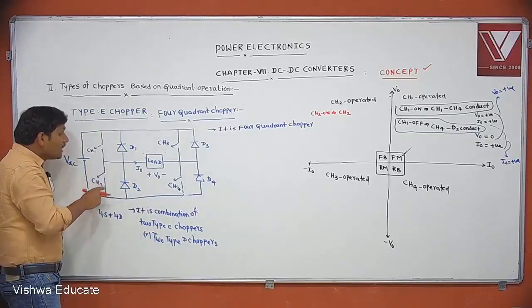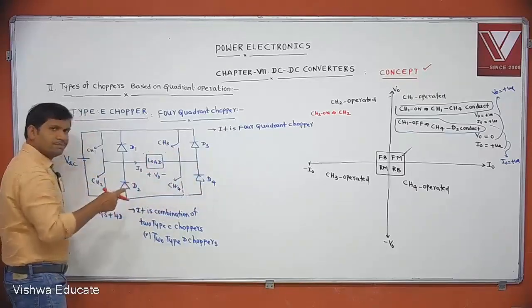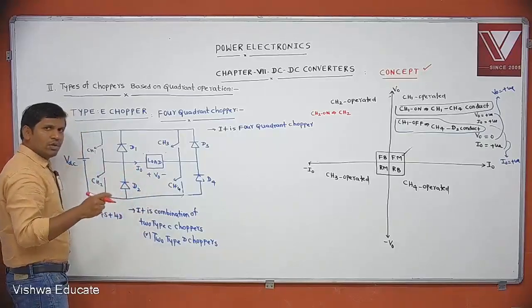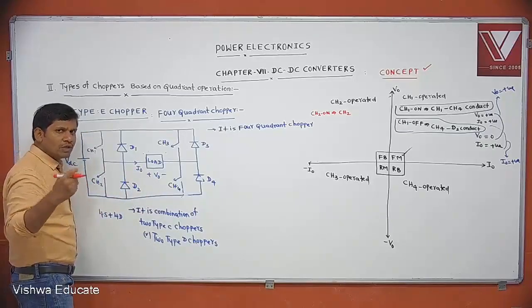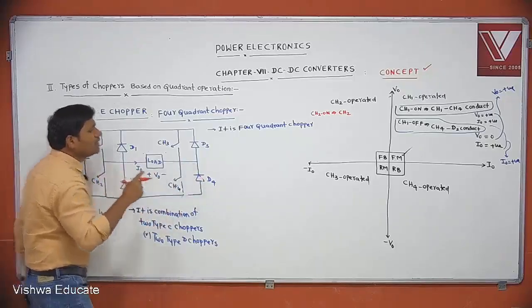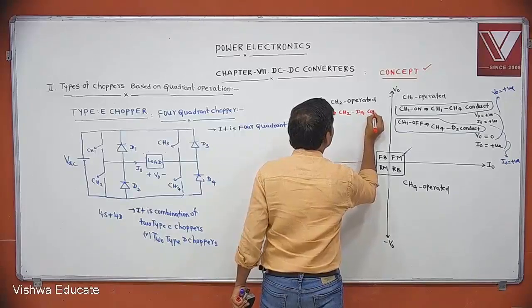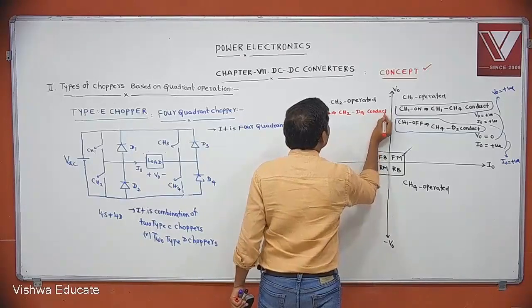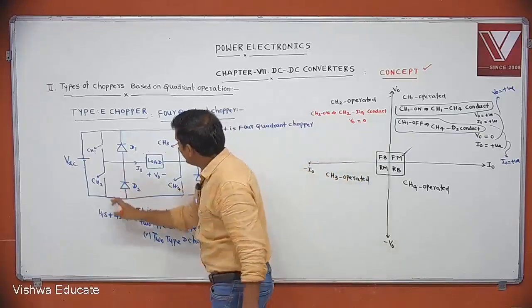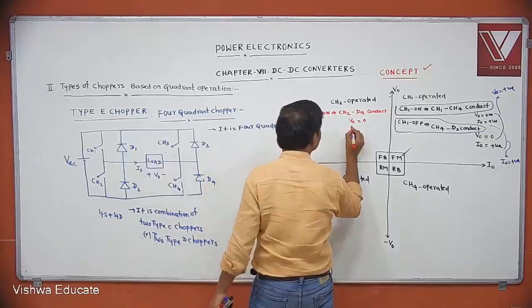If CH2 is conducting, along with it I will take D4. Whenever I take D4, no doubt we can get V0 as 0. Positive voltage means we get 0 voltage also, no problem. That means if CH2 is conducting, along with which device must conduct? D4. CH2 D4 will conduct. Tell me, if CH2 D4 is conducting, what is V0? 0. If CH2 D4 is conducting, the current direction is opposite to this one, I0 is negative.